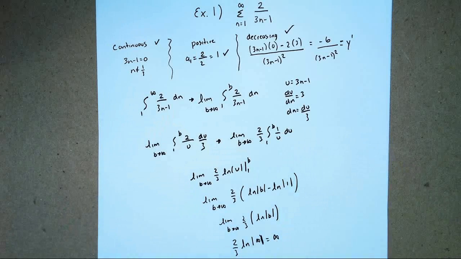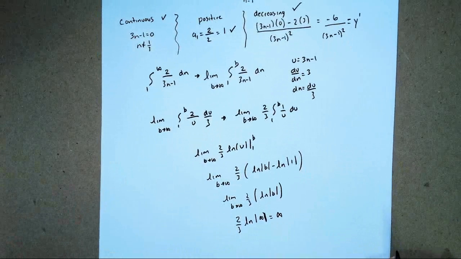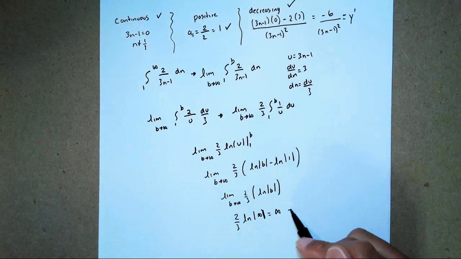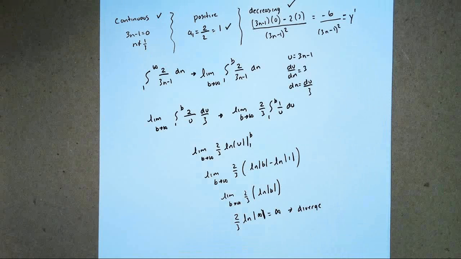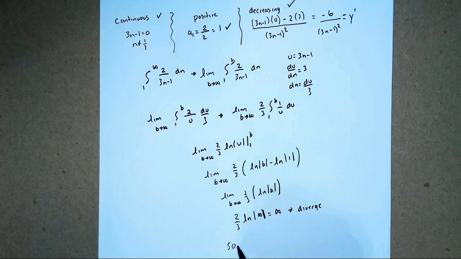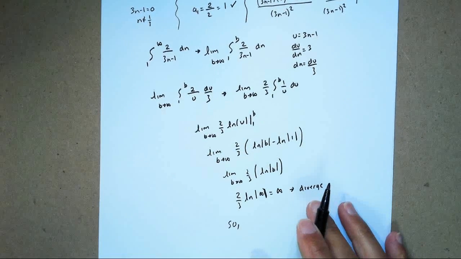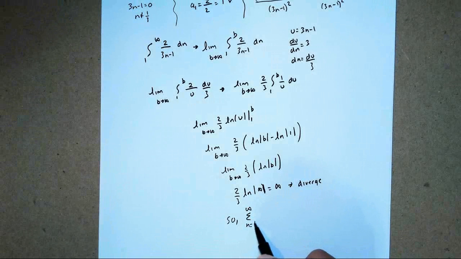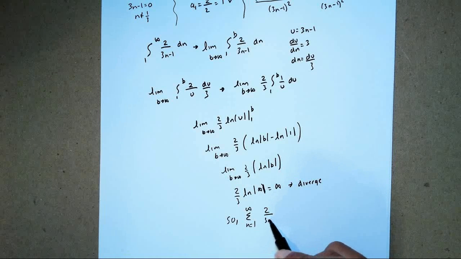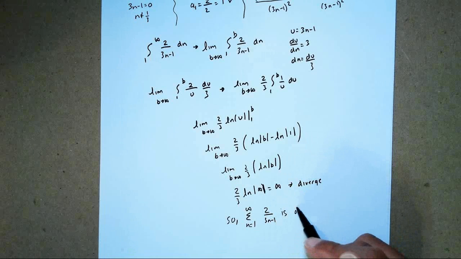So that means that my series, the sum, is going to go to infinity, which therefore means this is going to diverge. And that's because when I found the sum of every single term, it's going to give me a number so big that I cannot determine, which means it's infinity. So that means that my original series of 2 over 3n minus 1 is divergent.